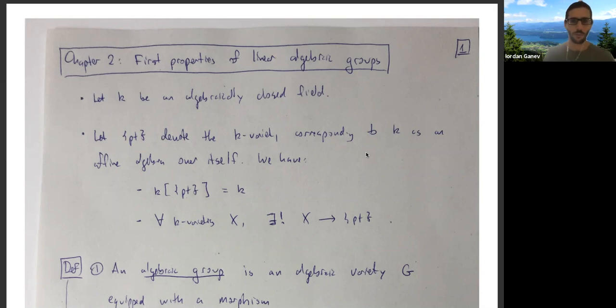If we think about the point as a topological space, then that's a K variety, and it corresponds to K as an affine algebra over itself. So it's an affine K variety corresponding to K as an algebra over itself. This is kind of trivial. This is what it says here. And if we have any K variety X, there's always a unique map to a point. So that's something we can always do. That's just a comment that we'll need later on.